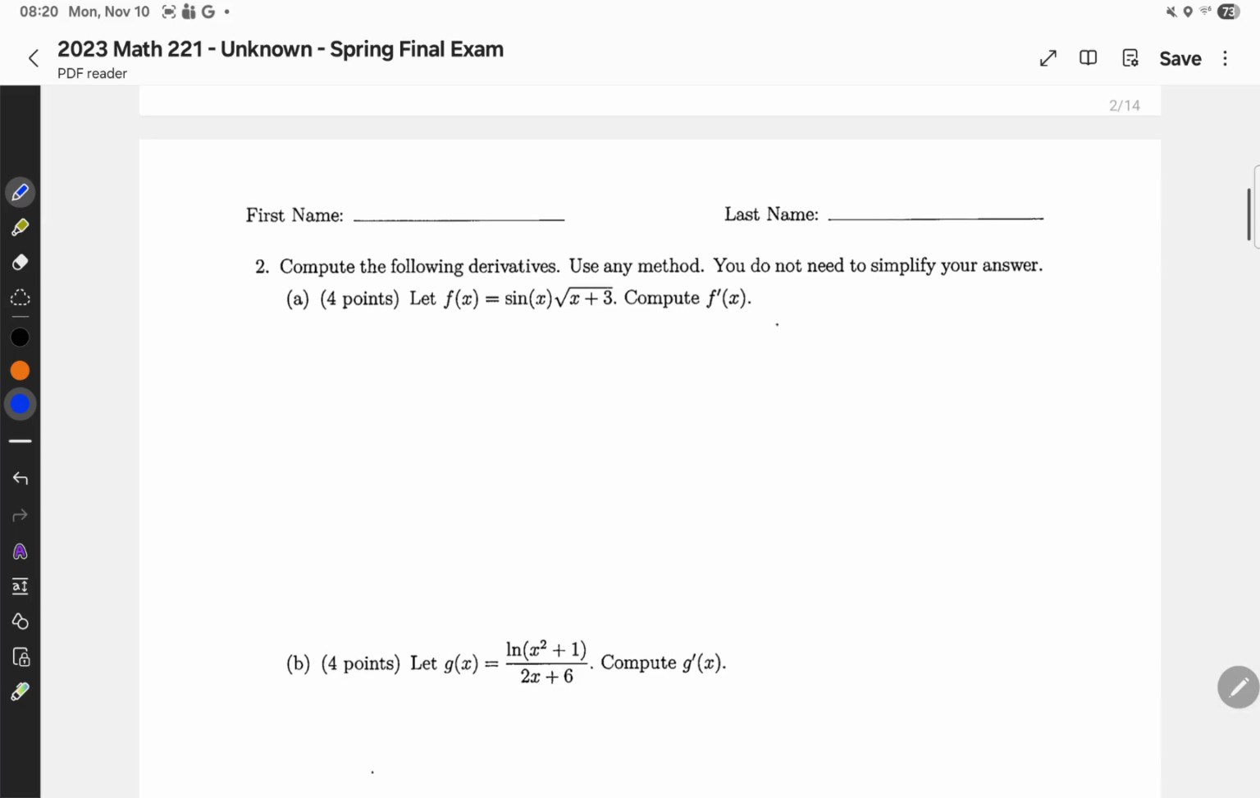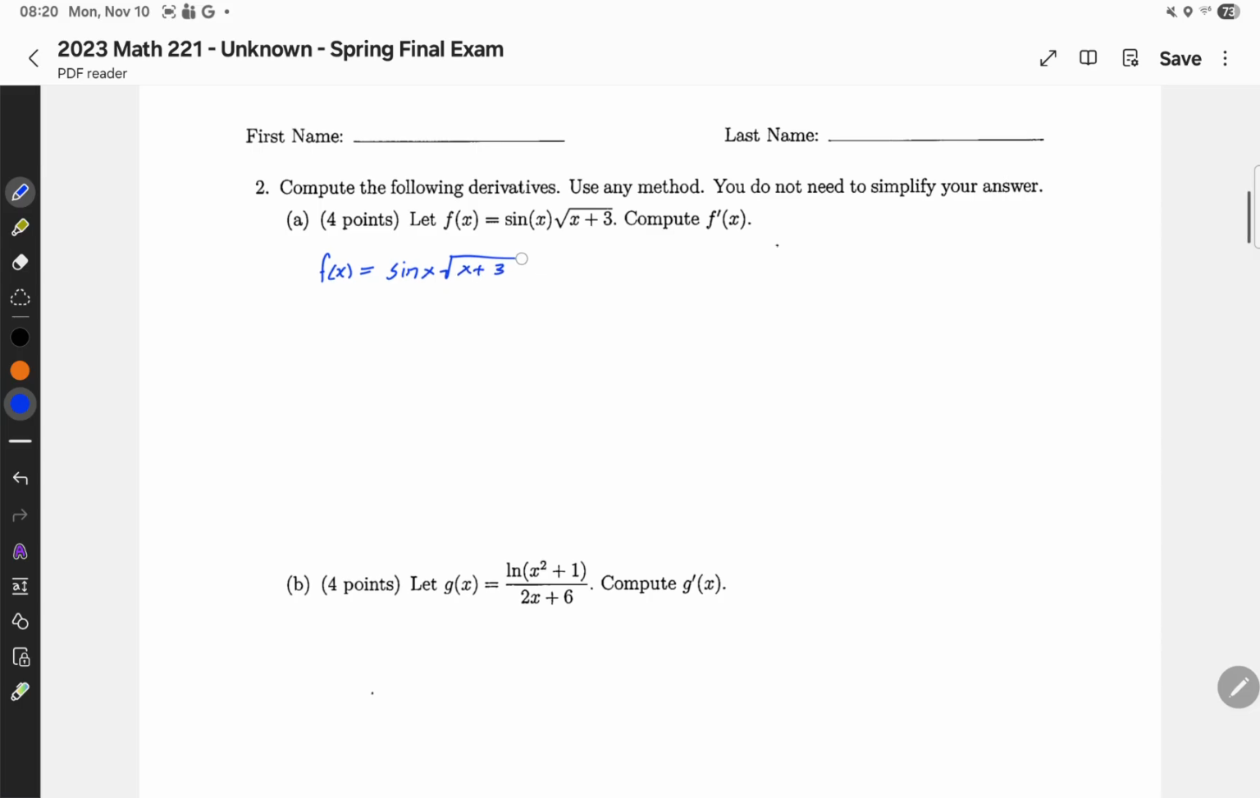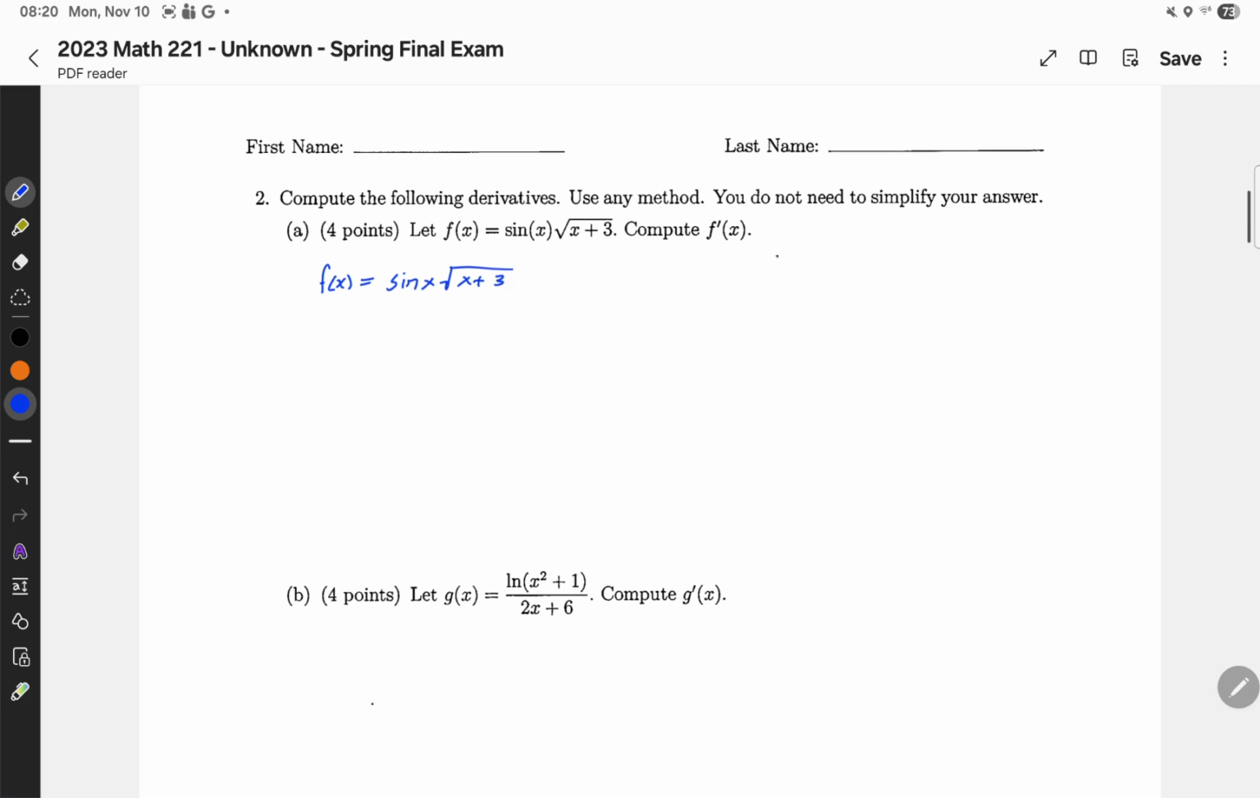All right, moving on to question 2. Compute the following derivatives. Use any method. You do not need to simplify your answer. So part A, we have that f of x is equal to sine x times the square root of x plus 3. So this one is going to be product rule, which we can tell because, right, this is sine x times the square root of x plus 3, so we're definitely going to need product rule.